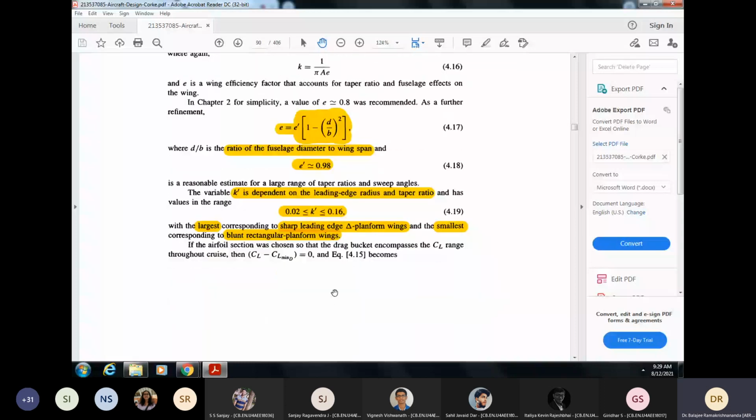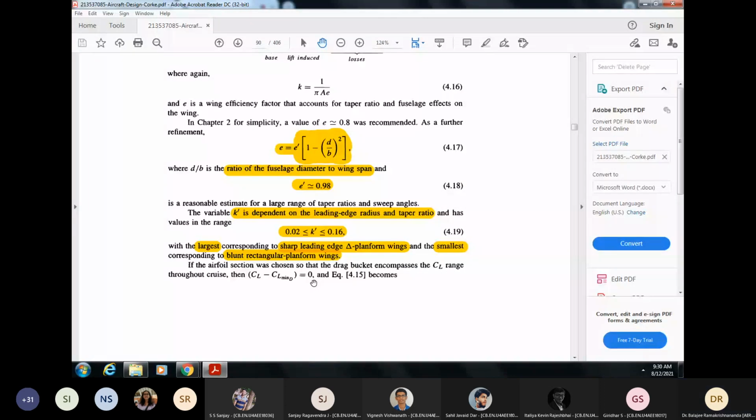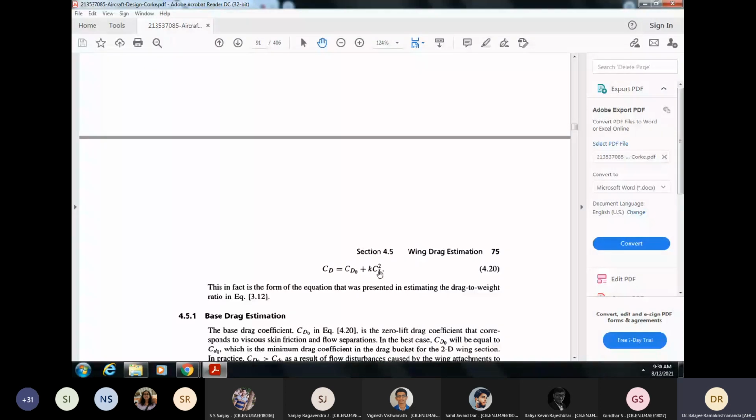So if you are using the drag bucket, then this CL minus CL minimum drag will be 0. So you don't need to worry about K prime in that case. If your drag bucket falls inside your usual CL range, you don't have to worry about it. So you can use the parabolic drag polar.